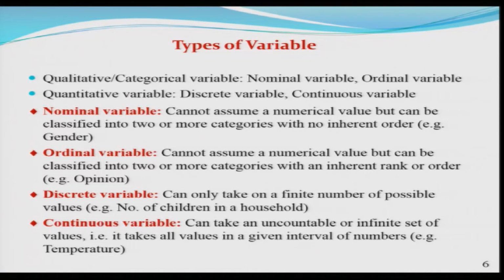Okay, so next we move on to the case of discrete variable. So a discrete variable is a quantitative variable. Now here a discrete variable can take only countably finite number of possible values, right. So an example could be number of children in a household. The last one in the list is continuous variable. So it is a kind of quantitative variable that can take uncountable or infinite set of values. It implies that the variable can take all values in a given interval of numbers. Example could be temperature or body weight, etc.